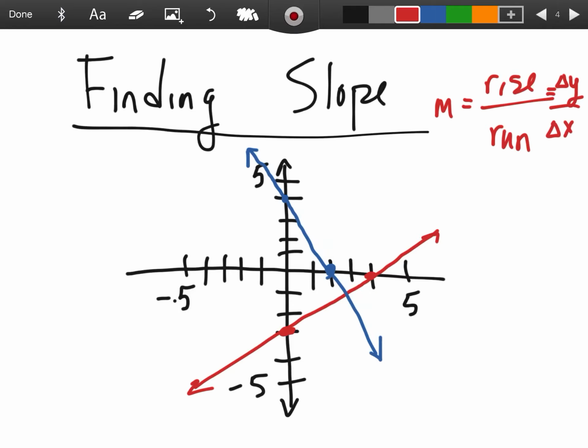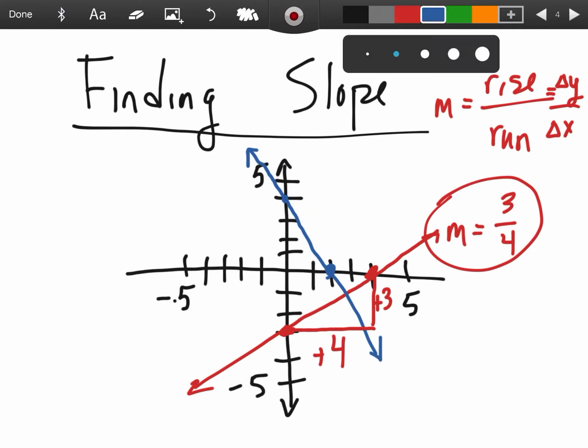Let's take a look at these examples over here. Going from one point on the line to another point on the line, I have to go over 1, 2, 3, 4. So I'm going over 4 and I'm going up 3. I'm going up 3, I'm going to the right 4. So that tells me that for the red line, the rise is up 3, the run is right 4. So my slope is 3/4 for that red line.